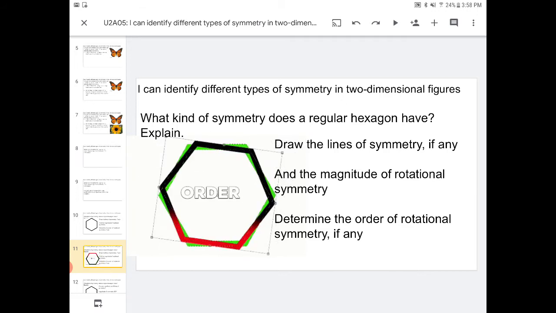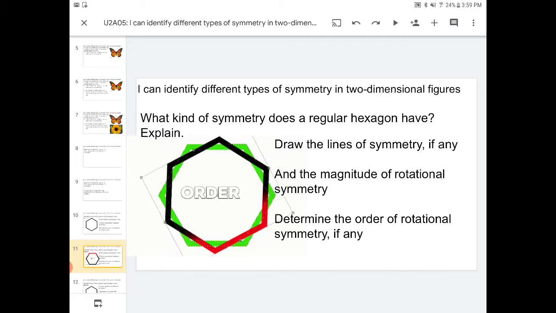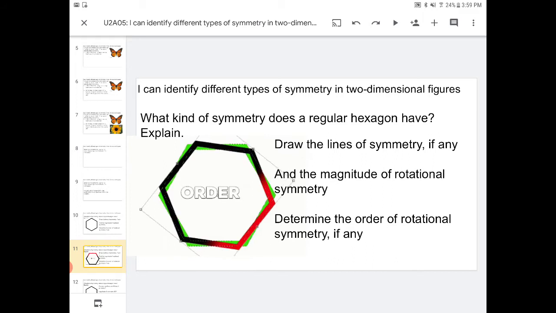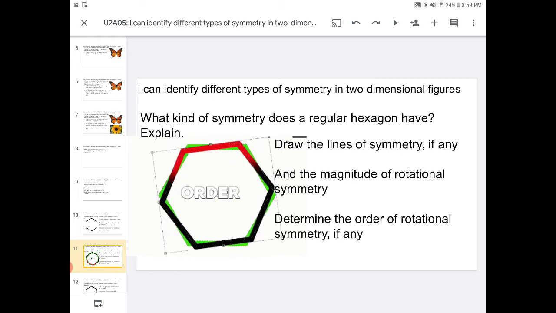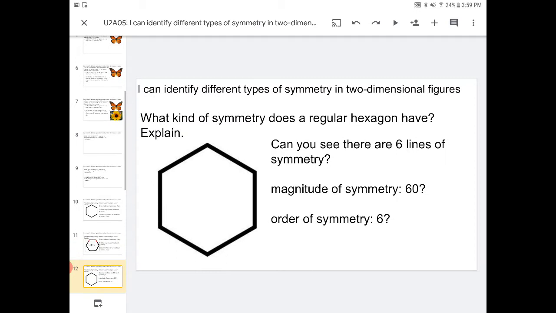Now, how do we come up with 60 degrees? So let's think about this. We rotate this. Look at the order of rotation. How many times do we rotate this before it lands back on itself? Look at the animation. This can be rotated 6 times: 1, 2, 3, 4, 5, 6. Because it can be rotated 6 times, we divide 360 by 6, so the magnitude must be 60 degrees. The order of rotation must be 6 times.